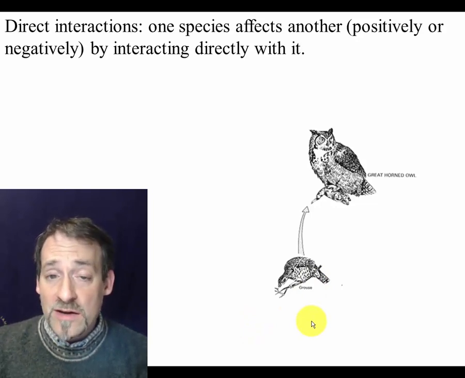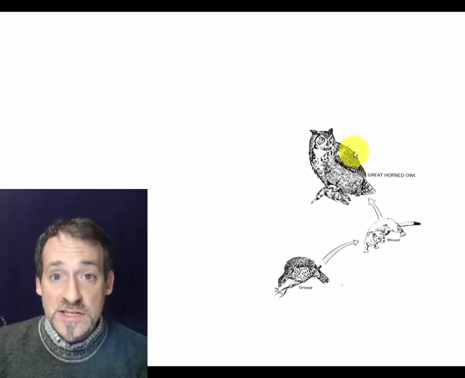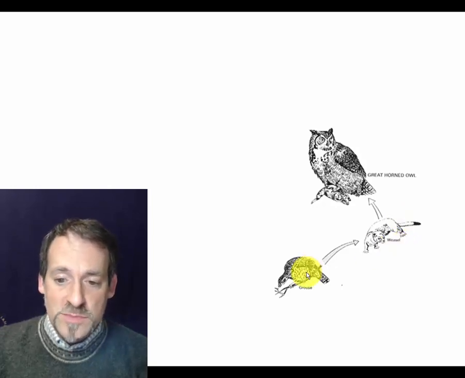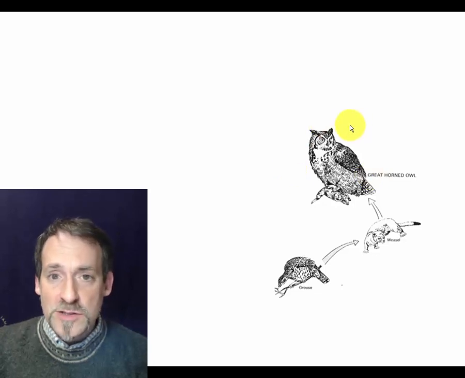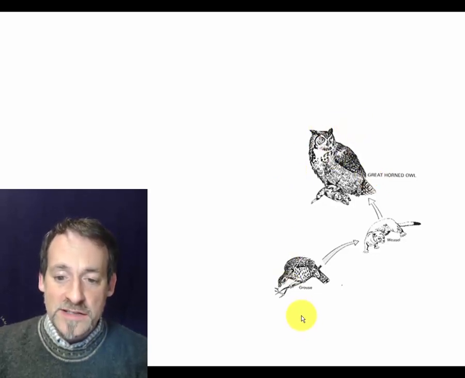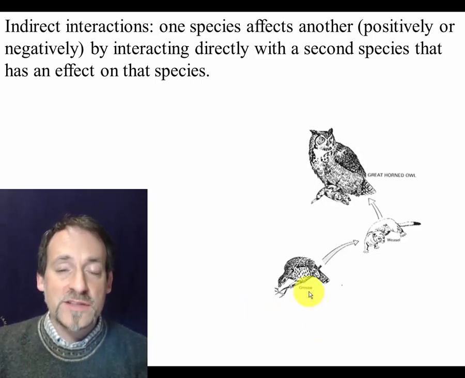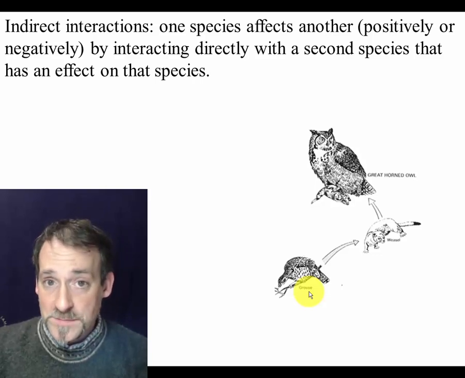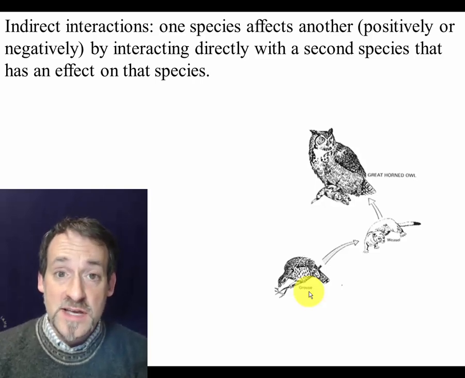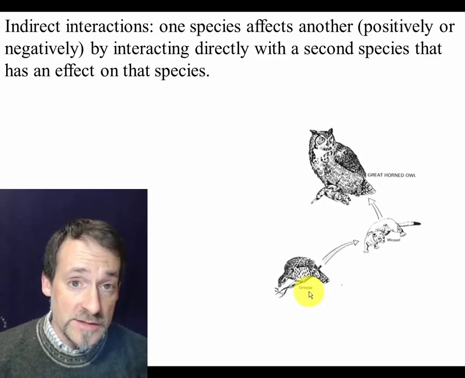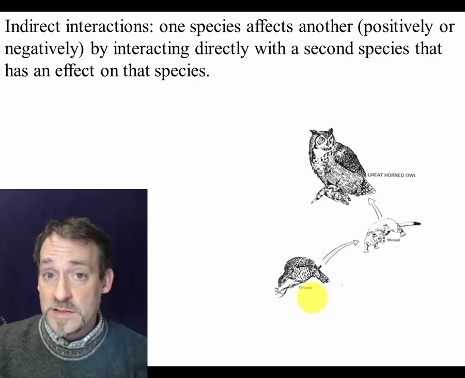You can also, though, have what are called indirect interactions. If great horned owls tend to eat weasels, and weasels prey on grouse or grouse eggs, then the owls are going to affect the grouse, but not because they directly interact with them. They affect the grouse because both they and the grouse interact with the weasel. So one thing you're going to want to keep in mind is that species can interact directly or indirectly. And sometimes those indirect interactions, as we'll see, really matter.